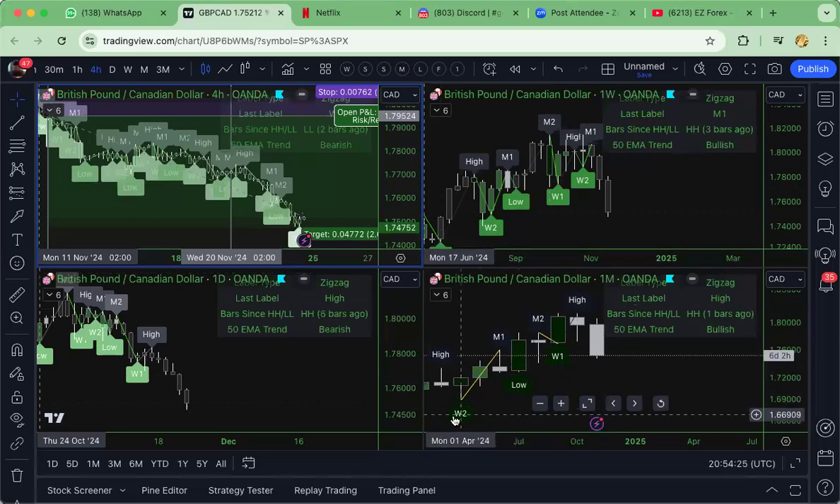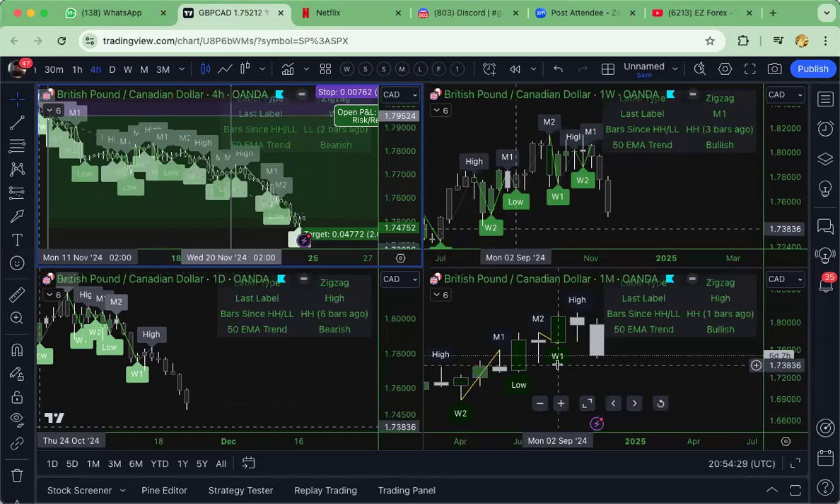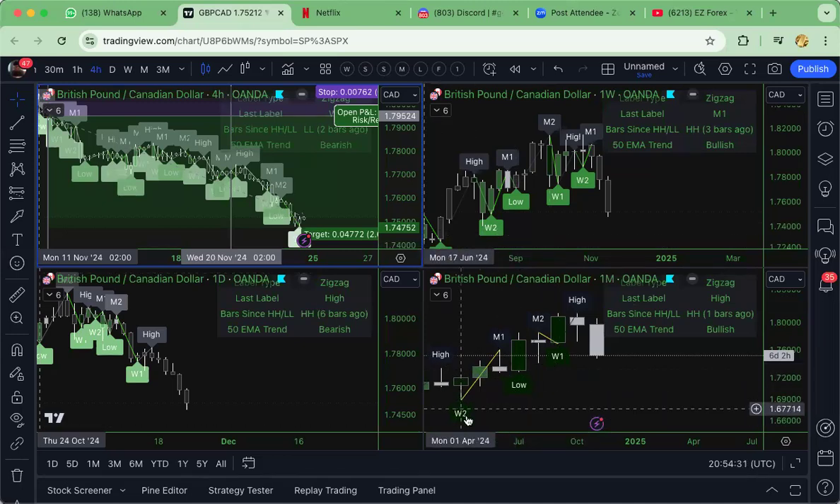W1 low or W2 is just telling you that a low has been formed in the market and look for buy opportunities. Of course, W2 is going to be your strongest buy, but it doesn't always mean that, because if a W2 appears in a downtrend, it might not be strong, but it should be your strongest buy if it appears in an uptrend.